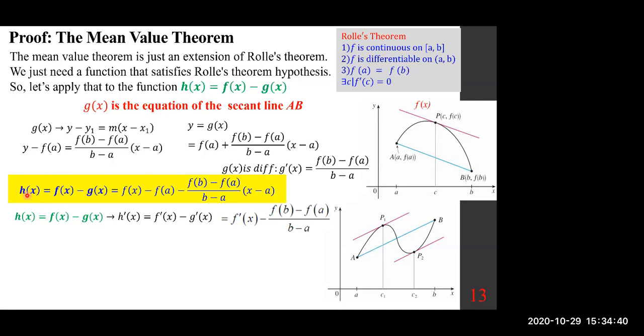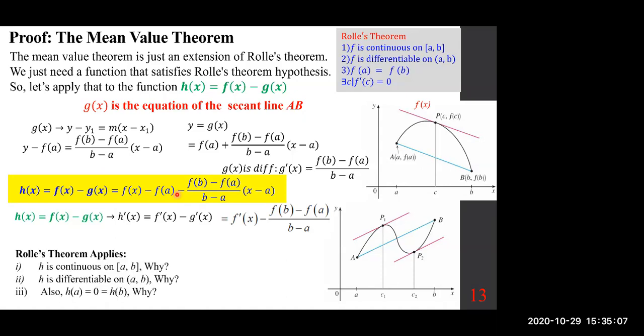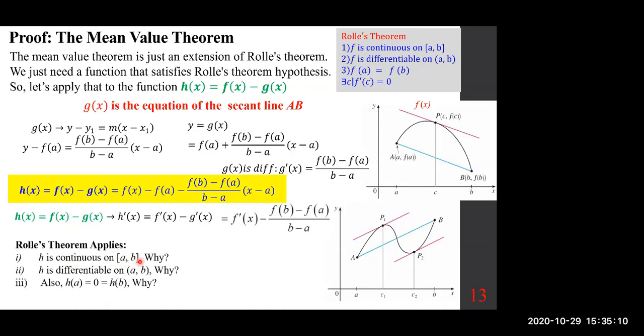H is a continuous function. It's a differentiable function. And if you plug in a, I hope you realize, we replace the x with a, everything cancels out, we get 0. If you change it with b, you end up with 0 also. So take a look at what happens. First, h is continuous. Then h is differentiable. Why is that?